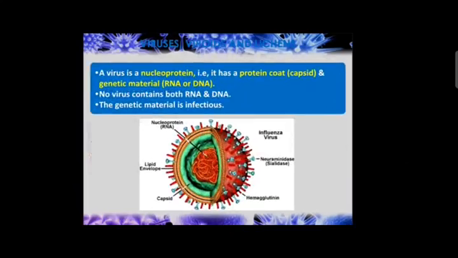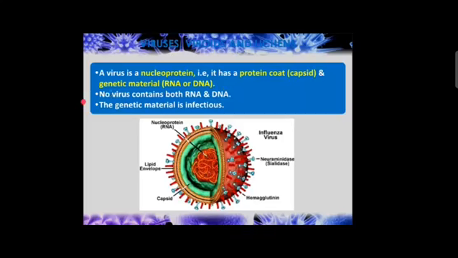Now, the detailed structure of the virus. Here a virus is a nucleoprotein. What do you mean by nucleoprotein? It has a protein coat, that is the capsid. Here you can see this green color band. This is the protein coat called the capsid, and the genetic material, that is RNA or DNA. So it is a combination called nucleoprotein.